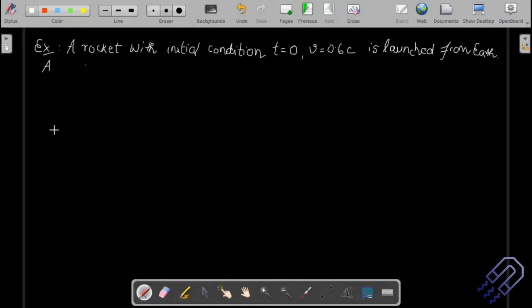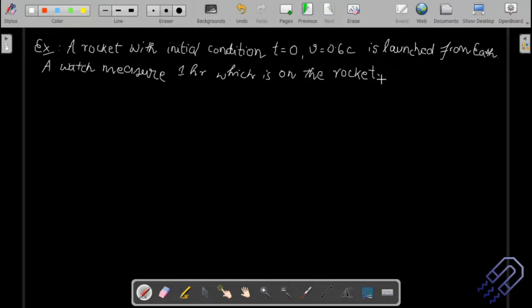We are actually trying to measure time. I might say that we have still not done time dilation. Will this problem lie in time dilation? It will, but right now we are going to use only Lorentz transformation. So the question is, a watch measures 1 hour, which is placed on the rocket. The rocket is moving, and the time that the watch on the rocket measures is nothing but 1 hour. So if you are on Earth and also measuring that time, you are going to measure something different. That is the idea of time dilation.